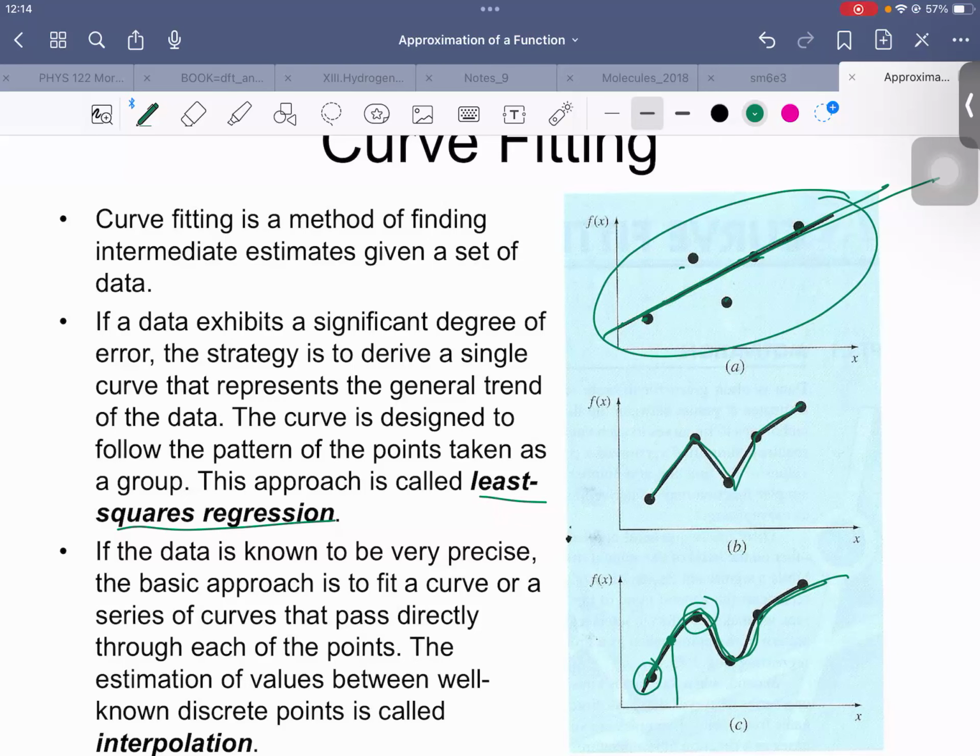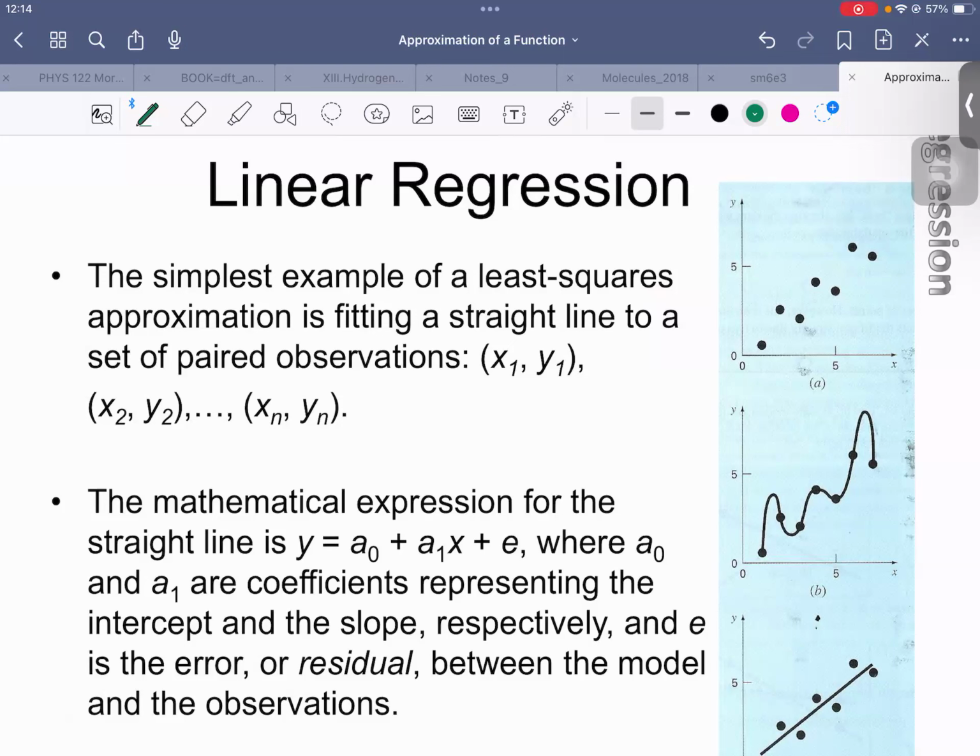Now, the most common approximation is called linear regression. So yun yung kanina unang example. So essentially, you want to fit all your data points in a single line. So linear, so just a linear equation. Okay, so given data points x1, y1 up to how many data points you have, you create a linear equation.